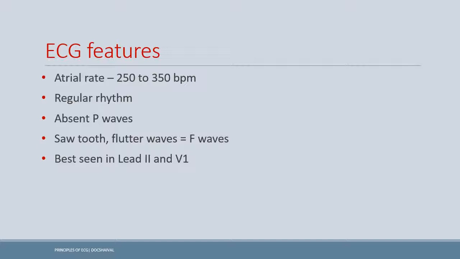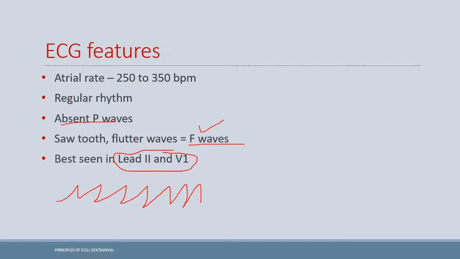Now, typically we see the atrial flutter in lead 2 and lead V1. And as in the case of atrial fibrillation, we also have the F waves over here in the atrial flutter. So how are we going to differentiate between them? Actually, we cannot differentiate them much, but the appearance in atrial flutter we say is like a sawtooth, just like this. So this is a sawtooth-like appearance, and obviously the P waves are absent. Instead we have F waves, which are the flutter waves.